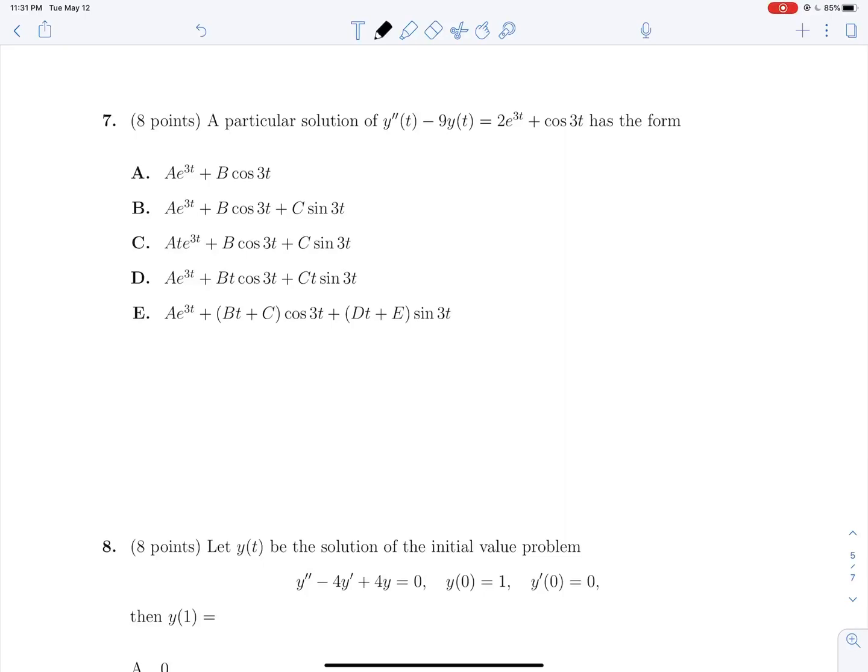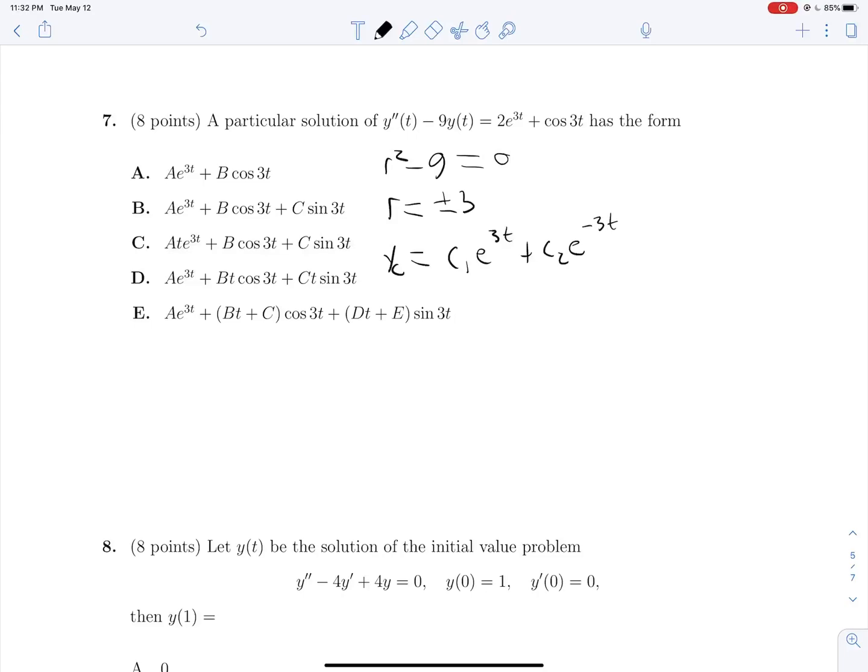Question 7, a particular solution of this second order non-homogeneous differential equation has what form? So the two things that we need to collect to figure this one out is our solution to the homogeneous equation, so our characteristic solution. So that will be given to us by solving our characteristic equation, which is r squared minus 9 is equal to 0. That has roots r is equal to plus or minus 3. And so we can write yc as c1 e to the 3t plus c2 e to the negative 3t.